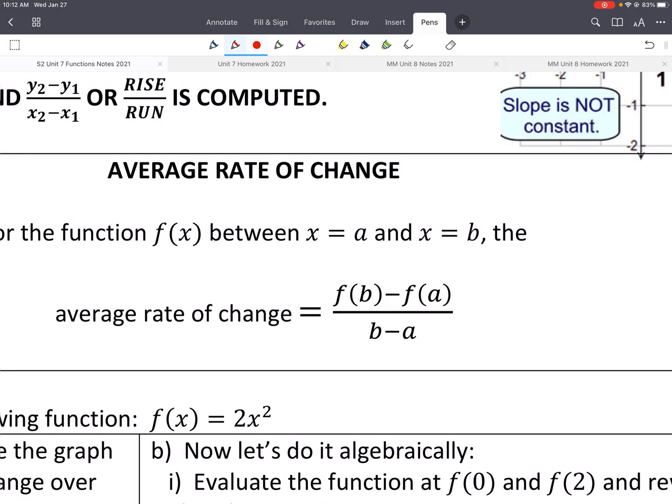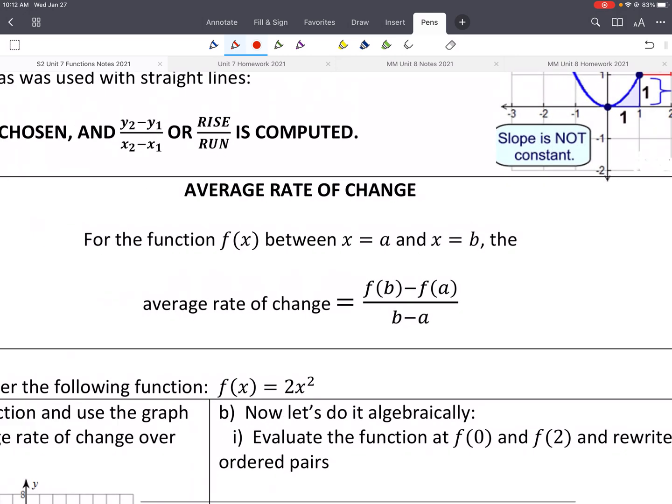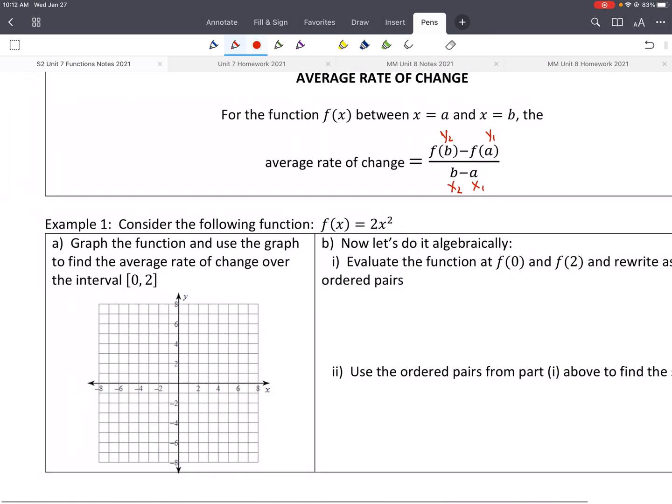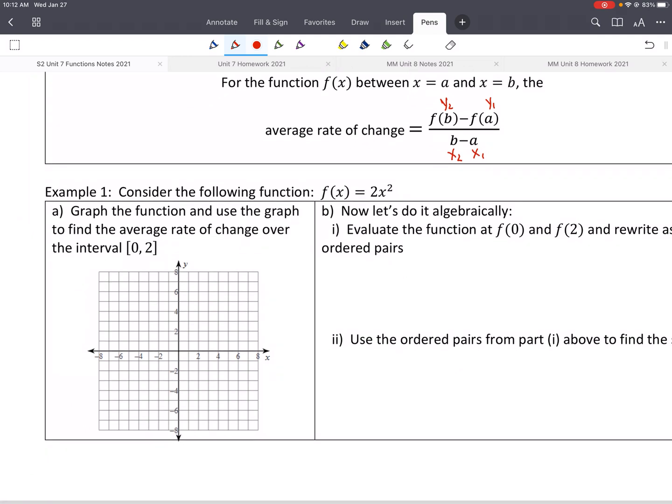And this is the average rate of change formula. And it's basically exactly the same. This would still be your y2, this would be your y1, this would be your x2 and your x1. It's just a different way to think about that, using function notation. So don't get worried or anything. It's basically the same. So let's find the average rate of change for this function.